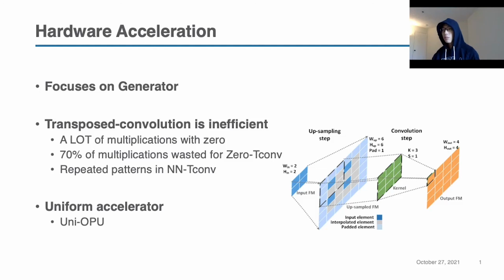And another part of the acceleration would be the uniform accelerator for different kinds of transposed convolution. So basically, most of the works recently employ different computing patterns for different types of transposed convolution. Developing a uniform accelerator architecture for both zero transposed convolution and nearest neighbor transposed convolution would benefit in reducing resource overhead. So that's basically what the Uni-OPU does. If you're interested, you can go check it out on the OpenOPU website.